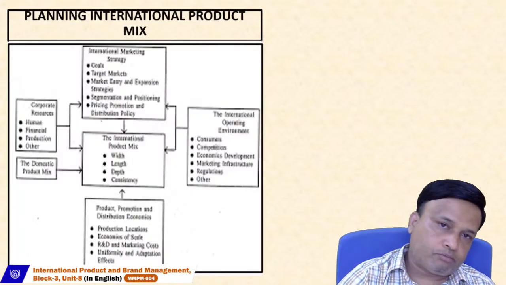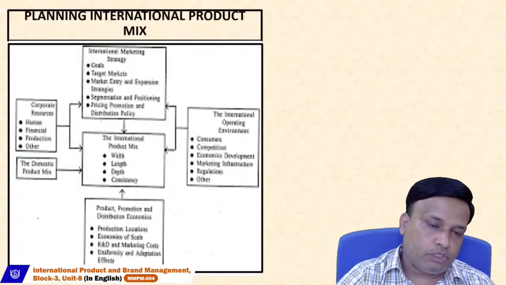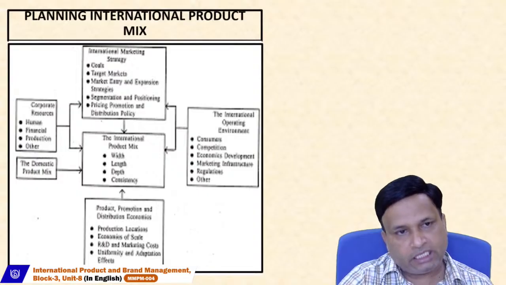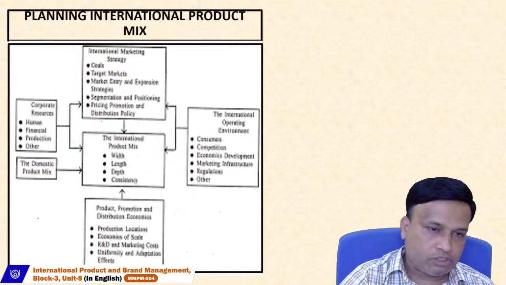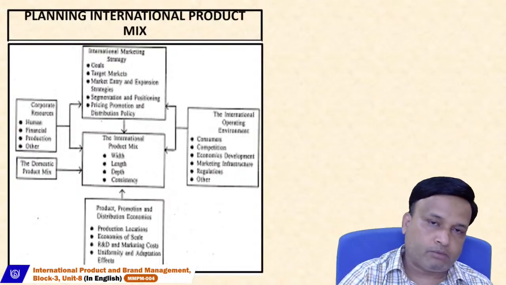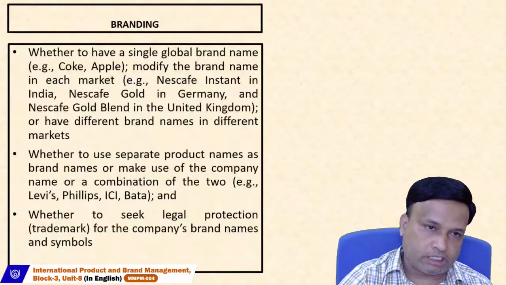Then we talk about the product mix, which includes the product width, length, depth, and consistency. The top management has to decide what products you have to introduce. Then you have to introduce the same product, or change the product, or decide what will be the length of the product, what will be the width, depth, and consistency.